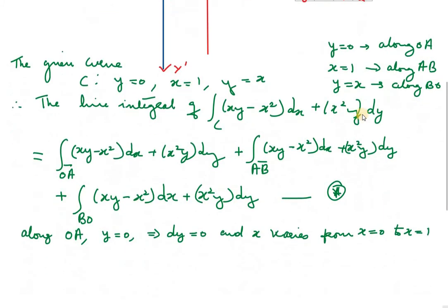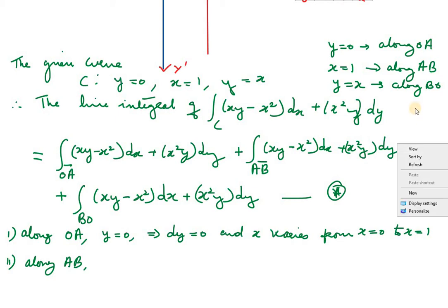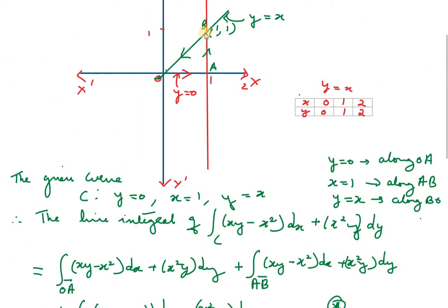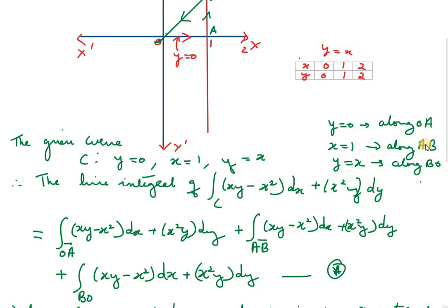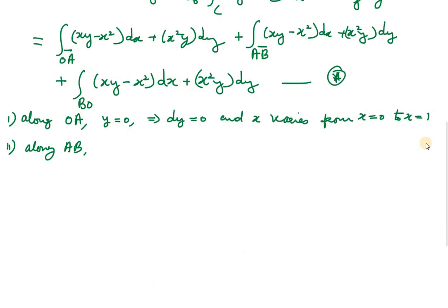Now next, let us see along AB. Number 2, along AB. What is fixed in this case? Along AB, you see that y varies, but x is fixed as 1. So let us find out what will be the limit of integration. Along AB, x is equal to 1, being a constant, so this will imply that dx is equal to 0.